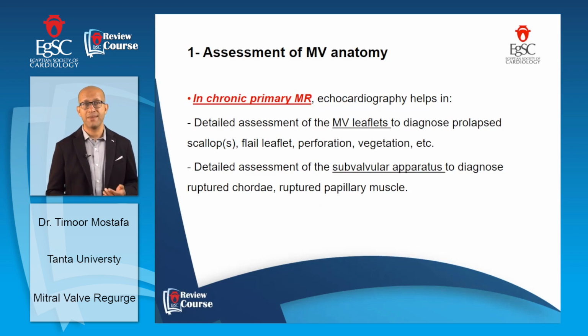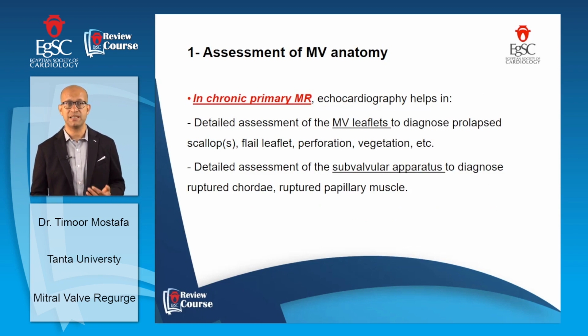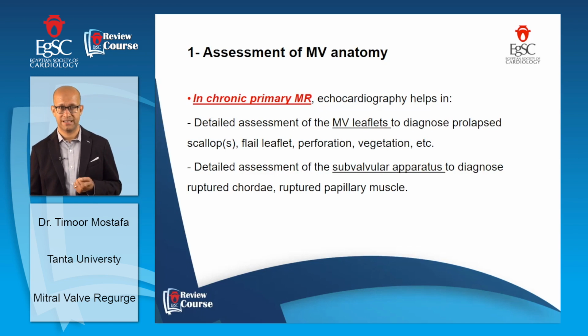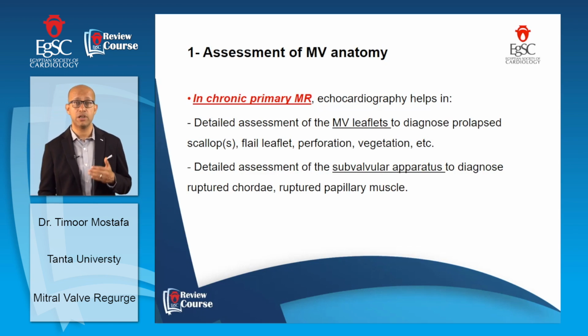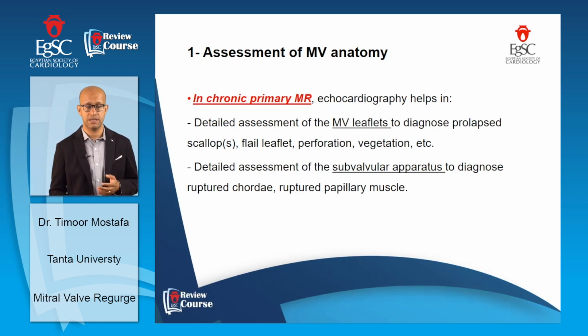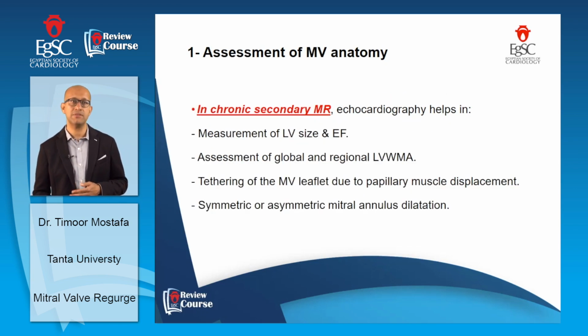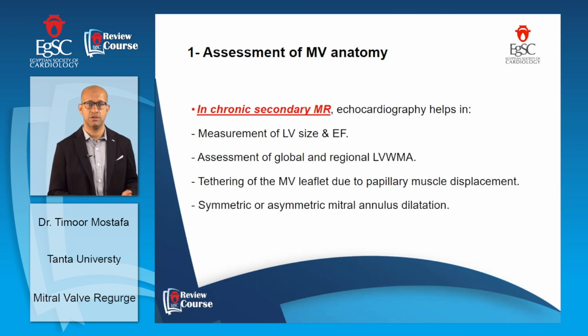In chronic primary mitral regurgitation, echocardiography helps in detailed assessment of the mitral valve leaflets to diagnose prolapsed scallops, flail leaflet, perforation, vegetation, and detailed assessment of the subvalvular apparatus to diagnose ruptured chordae and ruptured papillary muscles. Okay, what about chronic secondary mitral regurgitation?